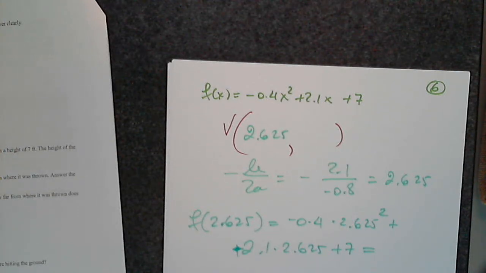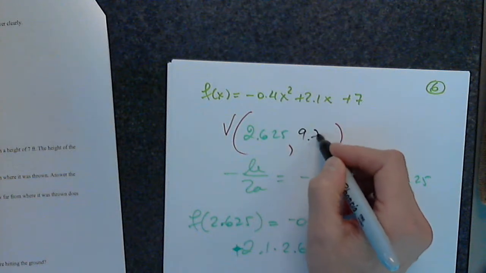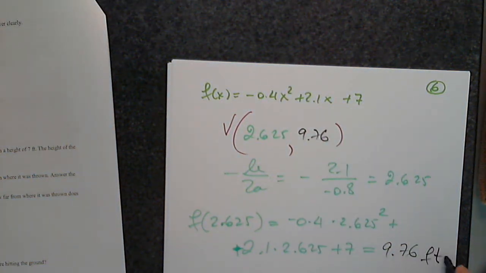I'm putting it in the graphing calculator. Negative 0.4 x squared plus 2.1x plus 7. And I'm plugging in 2.625. I got 9.76. And everything is in feet. Good. So what is the maximum height? 9.76. Very good.